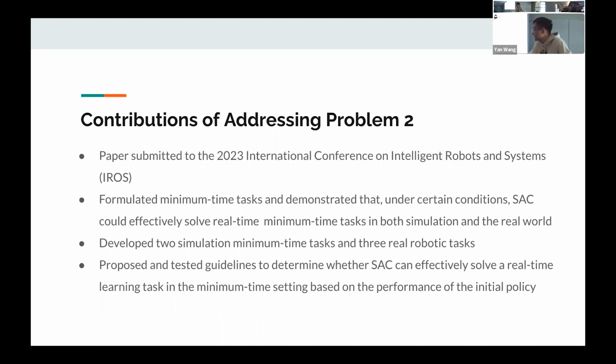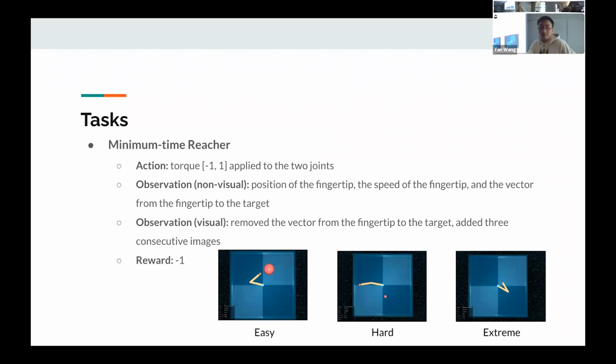We also developed the 2 simulation tasks and the 3 real robotic tasks, the benchmark minimum time tasks. The main contribution of the second part of my thesis is to propose and test the guidelines to determine whether SAC can effectively solve a minimum time task based on the performance of the initial policy. So let's first look at our proposed simulation task.